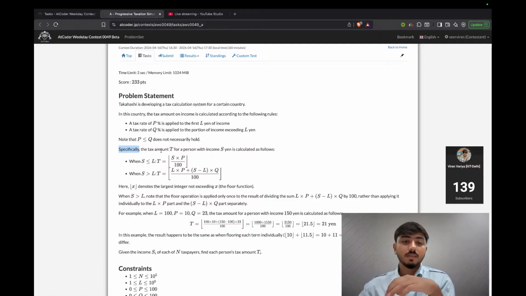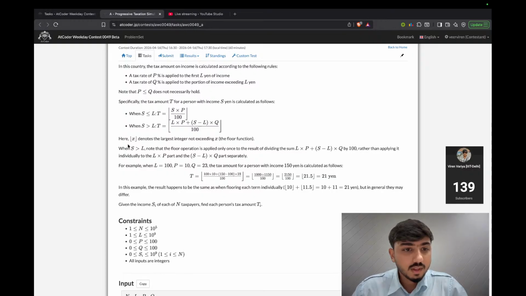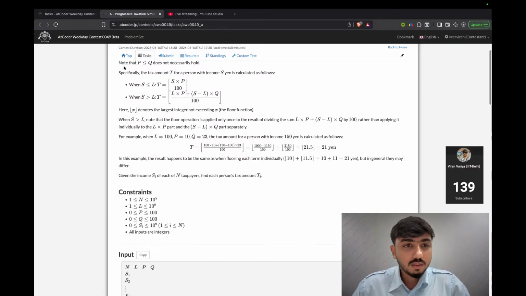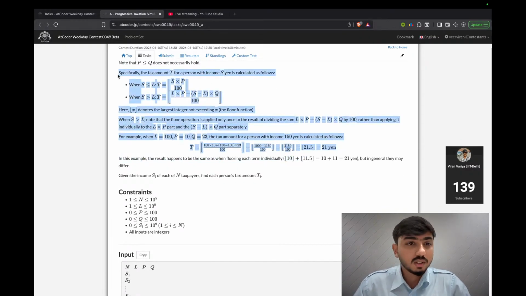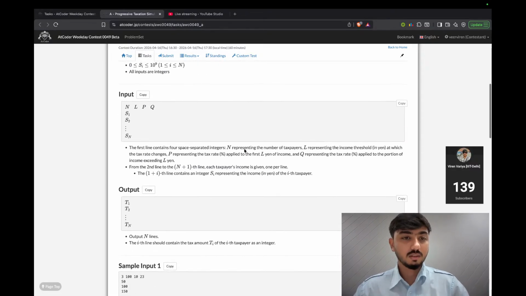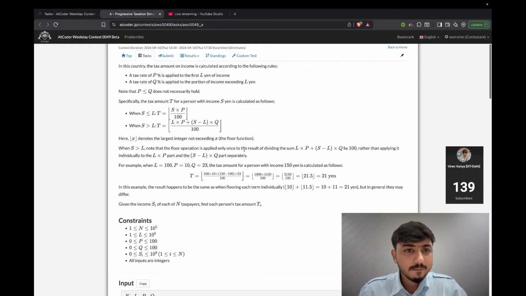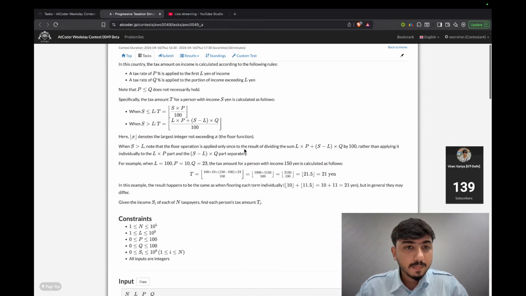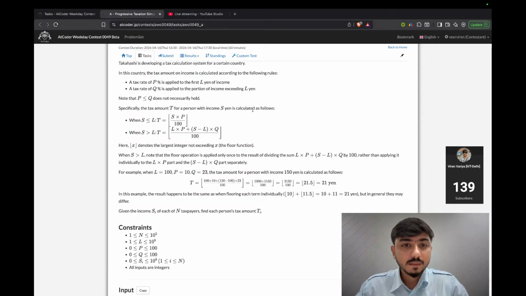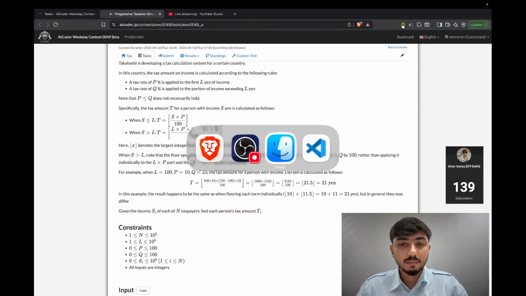Specifically, the tax amount T for a person with income S is calculated like this. Oh, they have simply given a formula. Okay, so we just need to simulate this. Let me implement.